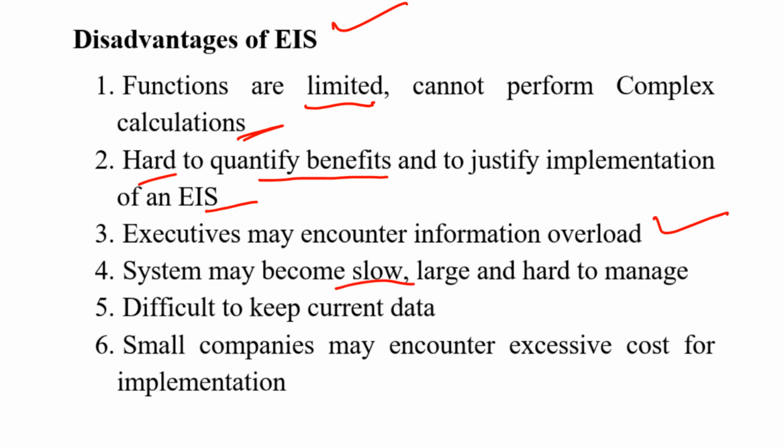Sometimes the system may become very slow, or very large and hard to manage. When the organization is very big, the system also might become very big. That means the technical specification will be very high, and sometimes it might be very hard to manage. Then it is difficult to keep current data. Sometimes a storage problem might happen, though not in all cases, but sometimes you can experience difficulties in saving or keeping the current data.